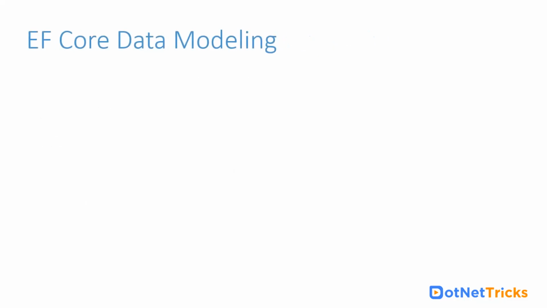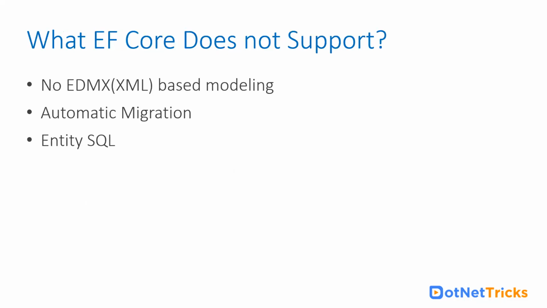And these are the things which Entity Framework Core does not support. It does not support EDMX, or you can say XML based modeling. It does not support automatic migration. It does not support Entity SQL. Even these things are not required. These things are supported in Entity Framework 6.x, but here they are not required. Simply.